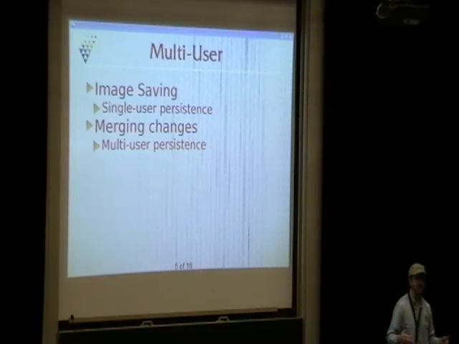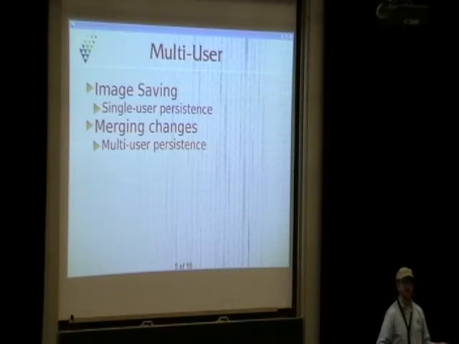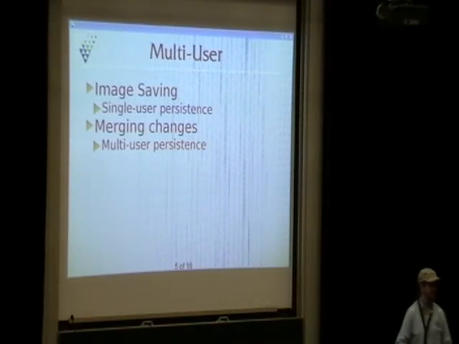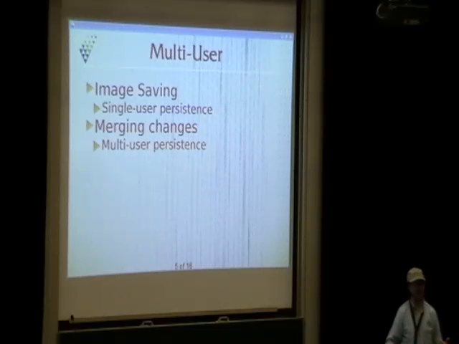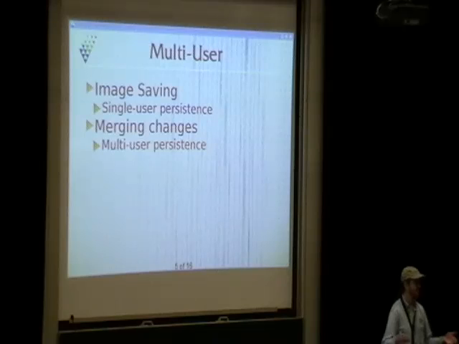And while certainly you can launch multiple virtual machines for multiple users off of the same image file, if multiple users try to save the image to the same file, then they're just going to clobber each other's changes, and it's going to get really messy really fast. So that's really a single-user model of persistence, and it really only works for one user at a time to be actually making changes and saving them persistently.